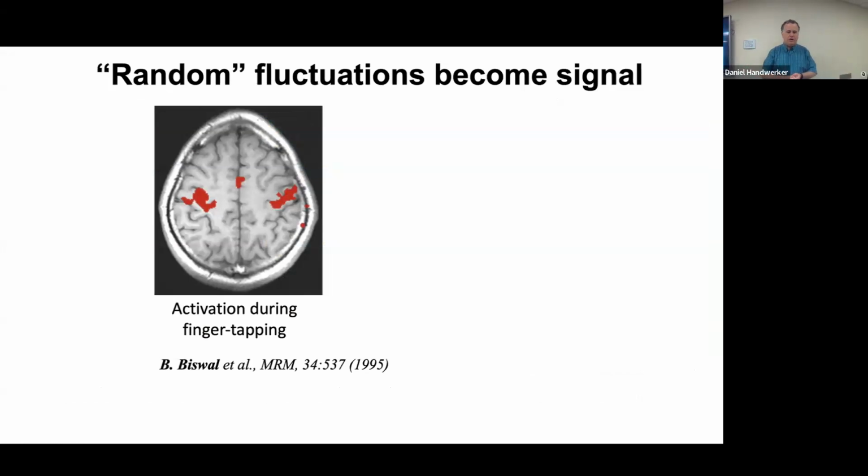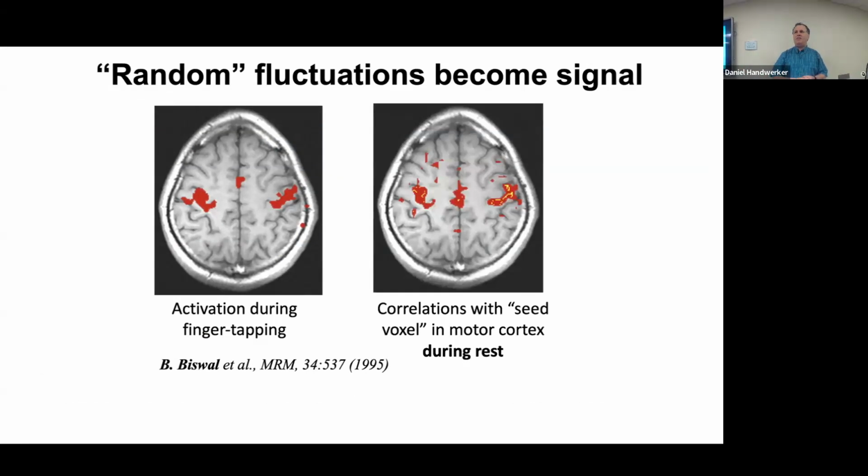But Bharat Biswal back in the 90s said, if I put someone in the scanner and I tell them to tap their fingers, you're going to see an activation map that looks like this. But if I put them in the scanner and I tell them to do nothing, and I ask whether voxels in one location correlate with another location, we see a remarkably similar map. So these random fluctuations have structure and meaning if you're looking at them with this connectivity method.